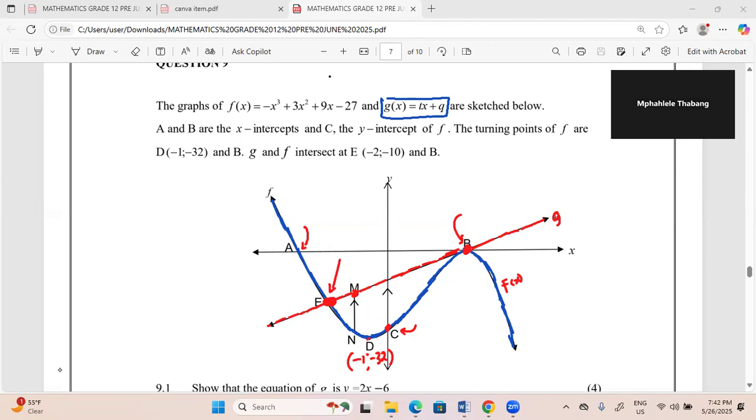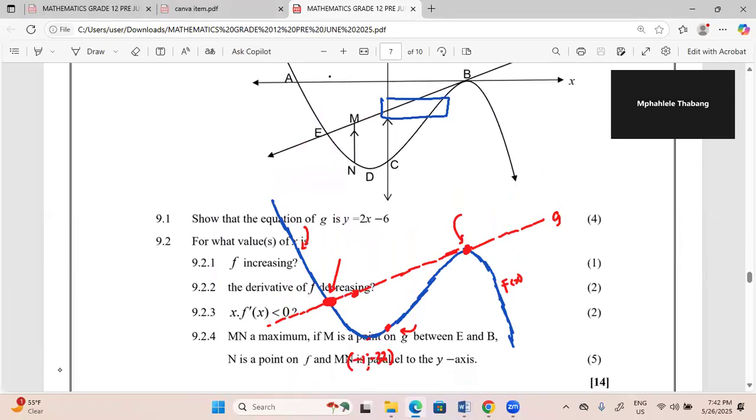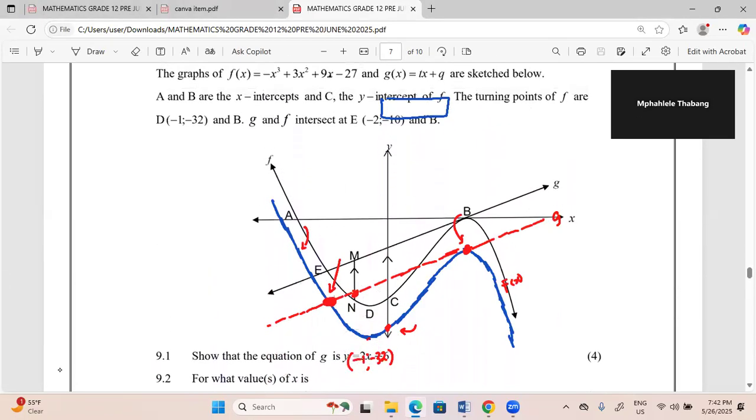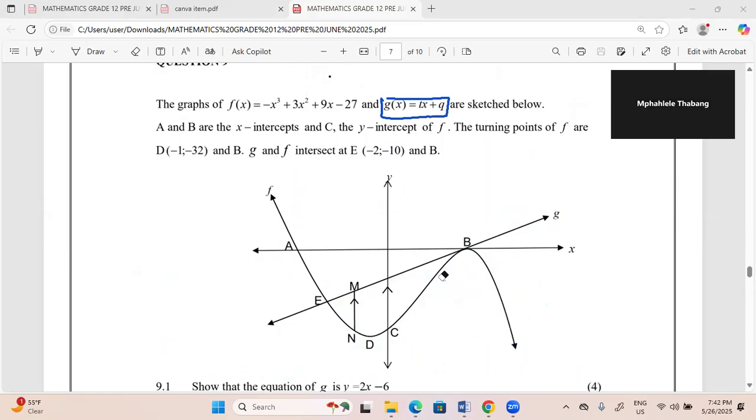Okay, so what is the first question? Show that the equation of g is y equals 2x minus 6, and they are promising us 4 marks if we find the equation of g, which is a straight line. So g is our straight line.